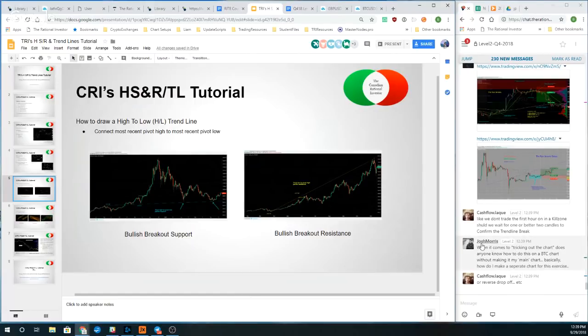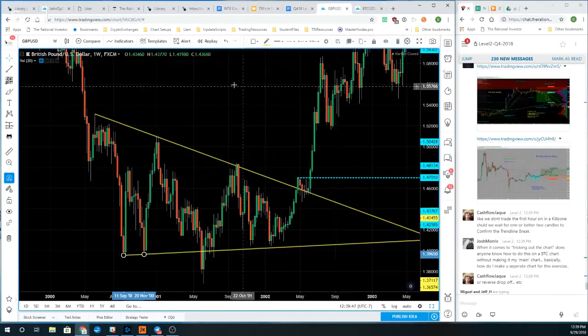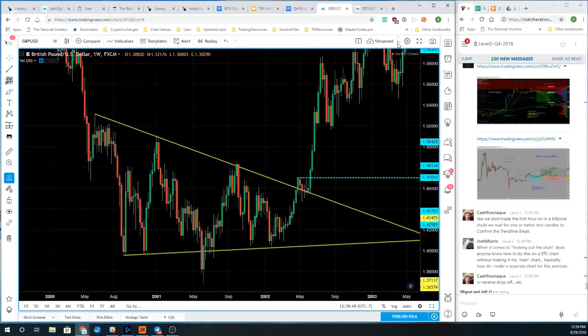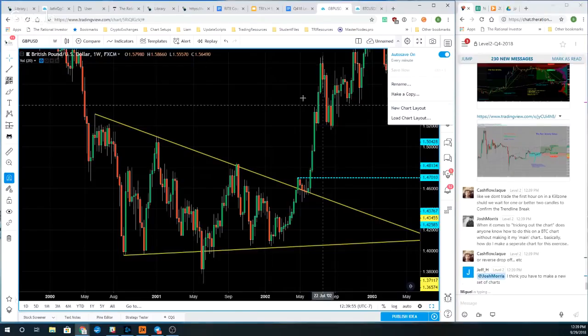You should be able to save charts, Joshua, if I just go up here. You know, like this is a brand new one. It's unsaved, right? You can see it says unnamed. I can save it any old thing I want. You can make a copy of it and then rename that. So hopefully that helps you, Joshua.